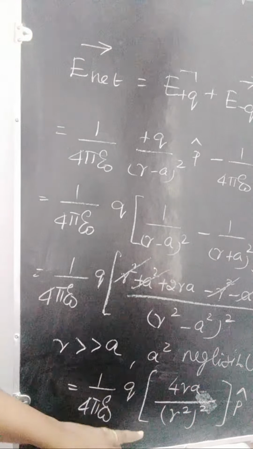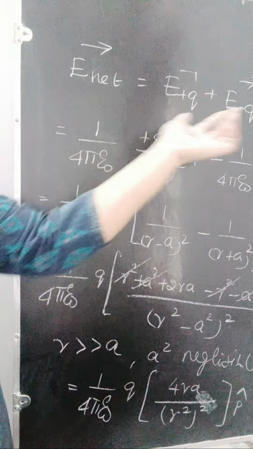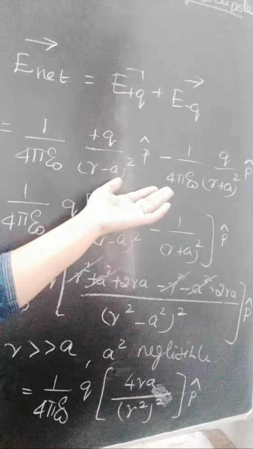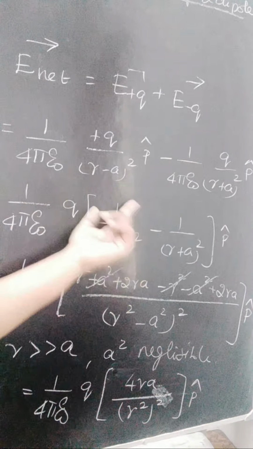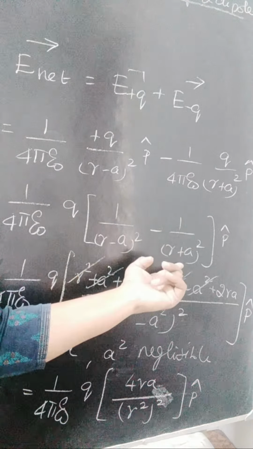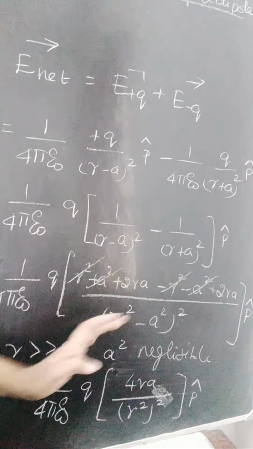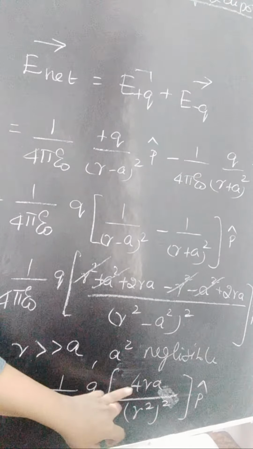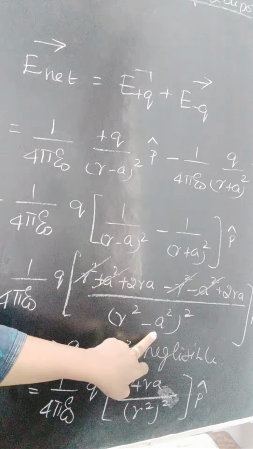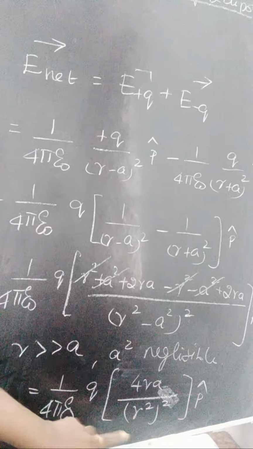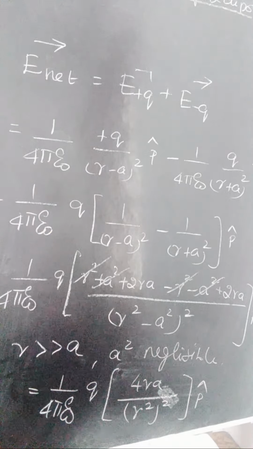This line: we are just finding E plus Q first, E minus Q first, and adding both values according to the superposition theorem. Add both values and take the common terms. You have only the distance values: 1 by (r minus a) the whole square minus 1 by (r plus a) the whole square. Take LCM and cancel the terms. You get 2RA and 2RA. Adding both gives 4RA, and in the denominator I neglect the a square value as a is very small. When a is very small, we can neglect a square. So (r square) the whole square gives you r power 4. Okay?